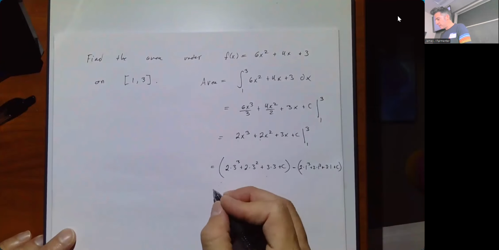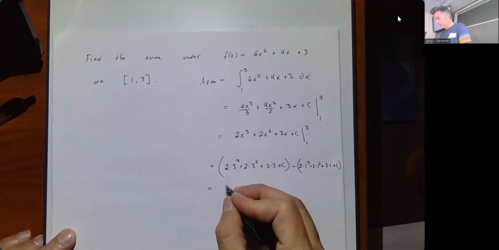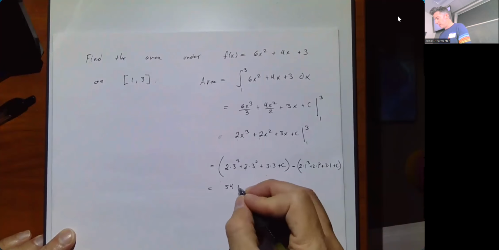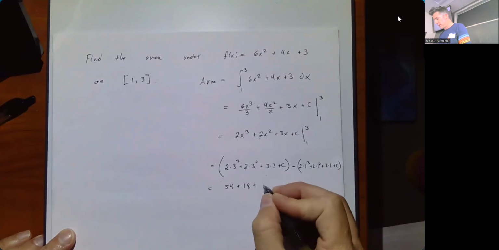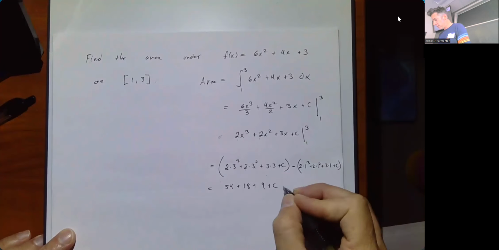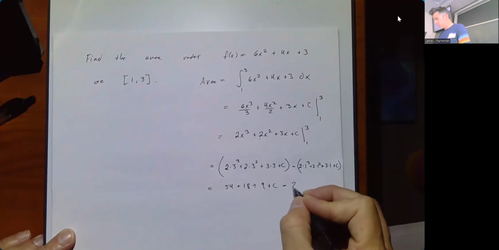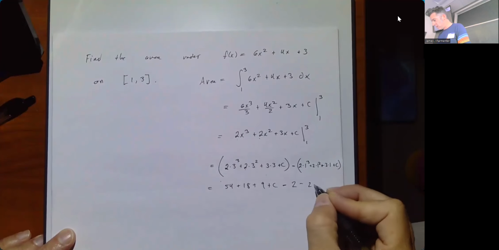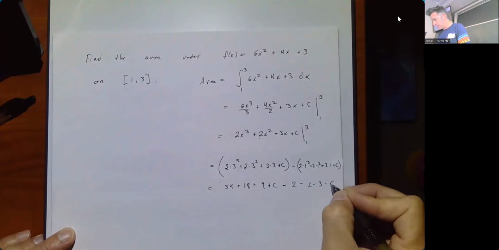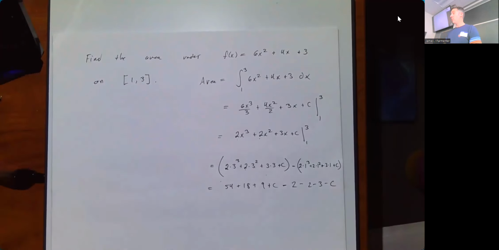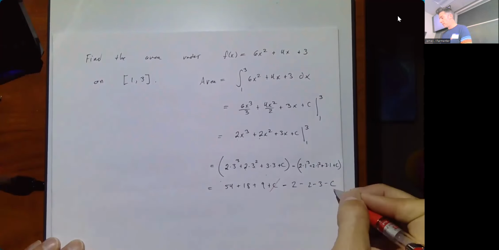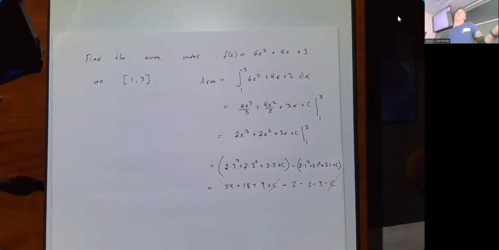So simplifying this, 2 times 27 is 54, 2 times 9 is 18, 3 times 3 is 9, plus c, minus 2, minus 2, minus 3, minus c, distributing that by side. And notably, the c's will always cancel. That's why we don't ever write them when we're doing a definite integral, because they always end up just canceling out when you do the subtraction. So you should never write them when you're doing a definite integral.